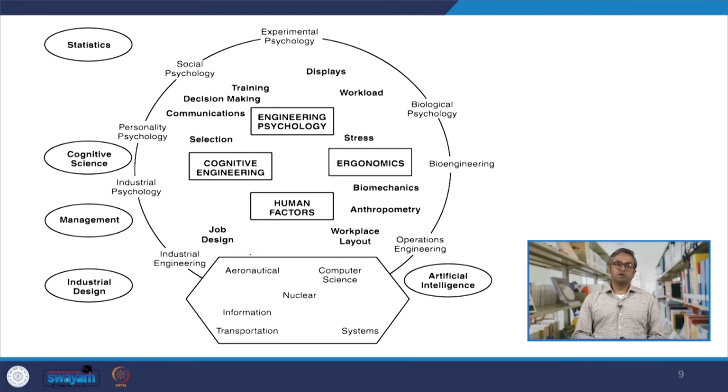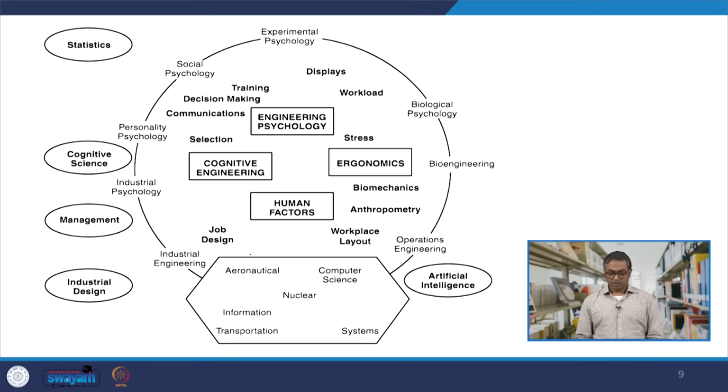Now, in this cartoon, what you see on your screen, at the center you see engineering psychology, on your left hand side cognitive engineering, on your right hand side ergonomics, and at the bottom human factor. Around this you see several sub-disciplines. What does it highlight? It highlights the significance and relevance of the discipline of cognition in engineering, the role of human factor, the role of human beings, and various parameters and variables associated with human beings.